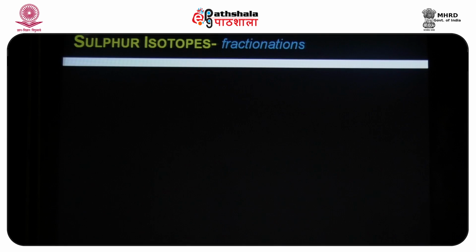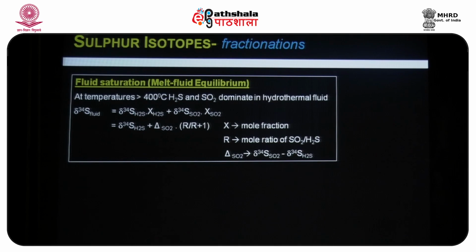Now, during the process of partial melting of a rock, maybe in the mantle or the upper crust, the temperature is extremely high. So, the fractionation is expected to be negligible, and when the minerals precipitate from this melt, again the temperature is very high. Therefore, we will not expect any fractionation to take place between the mineral and the melt. However, when there is fluid saturation, that means with increasing crystallization, when the melt becomes saturated with fluid, then there is a chance of sulfur isotope fractionations.